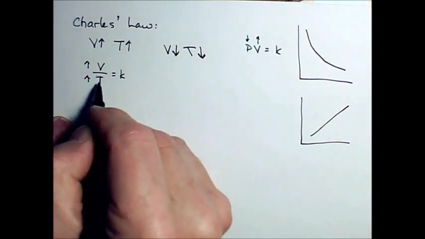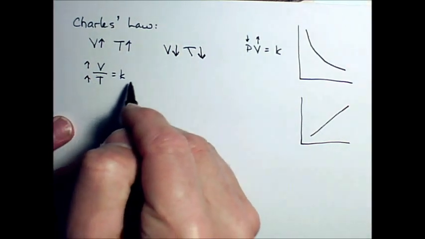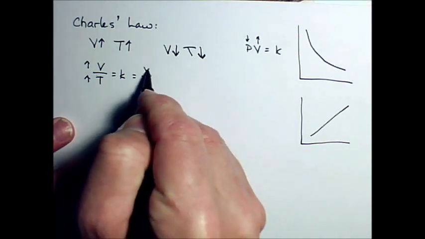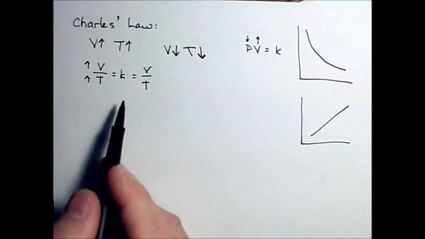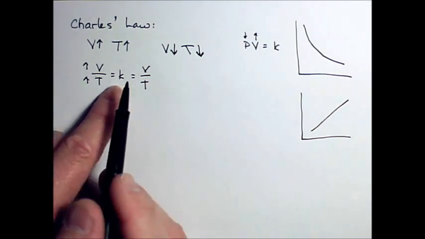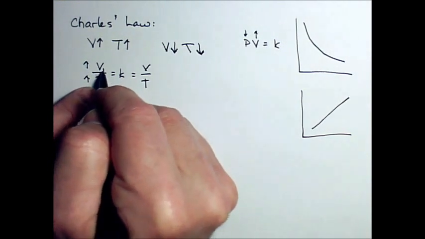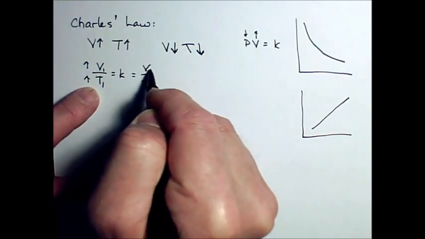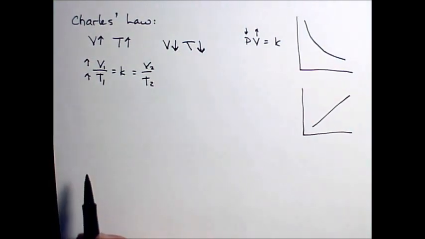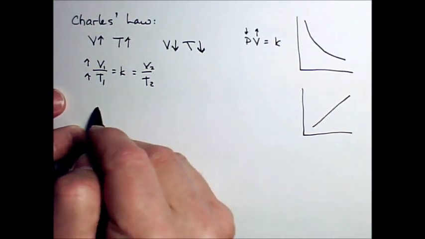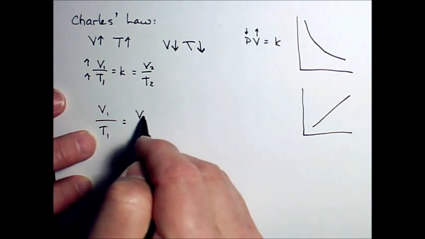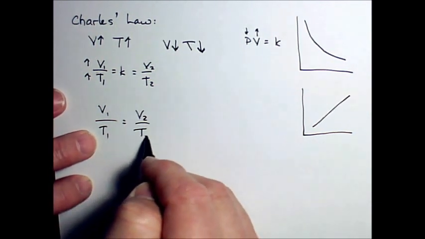All right, so if this is true, then if I change the volume, the temperature is going to change with it, so that we are always going to be equaling a K. Whatever you change it to. So if I have a beginning volume and a beginning temperature, and an ending volume and an ending temperature, they're always equal to K. Which means that these two are equal. And this gives us the most practical form of this equation for solving problems.